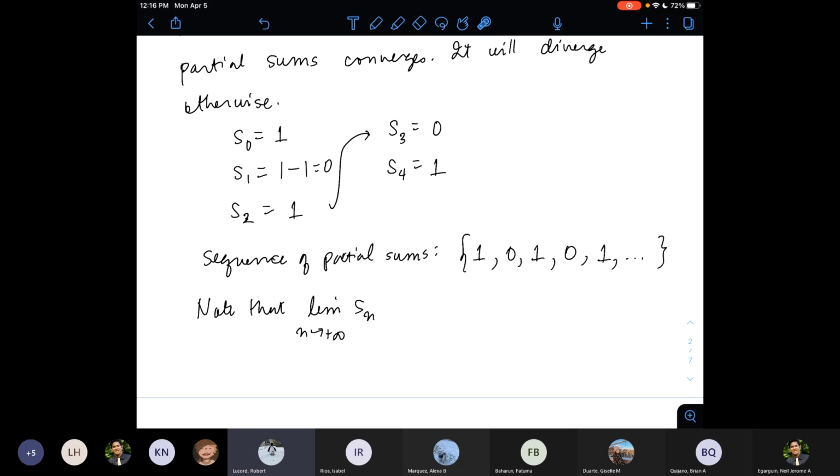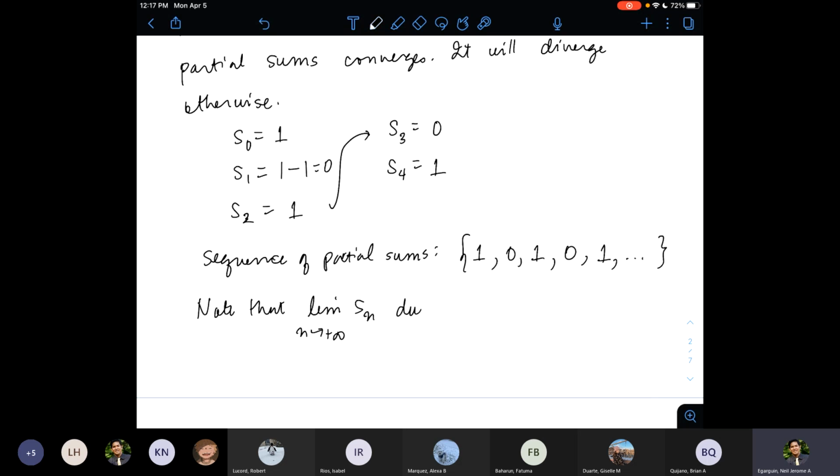Does it oscillate? Oh, wait, is that the partial sum? Oh, that is the partial sum. What am I saying? It oscillates, so wouldn't it diverge? Yeah, exactly. Correct, Robert. So this sequence of partial sums just oscillates between 1 and 0. We don't know for sure what will happen in the long run. Will it go to 0? Will it go to 1? Actually, it will not converge to either 1 or 0 because in the long run, they will still keep on oscillating, alternating between 0 and 1.